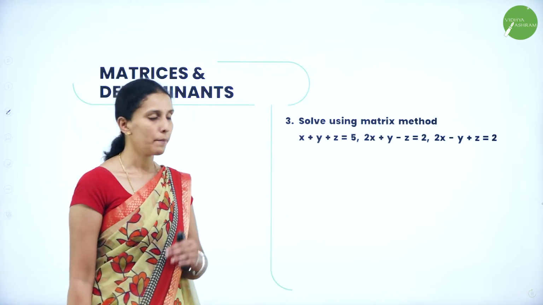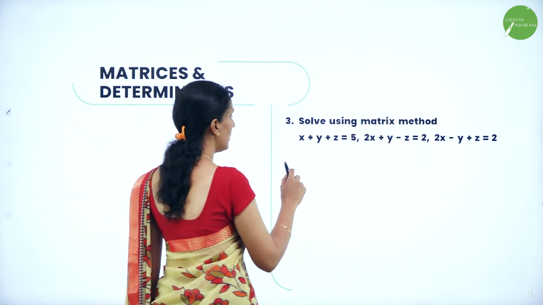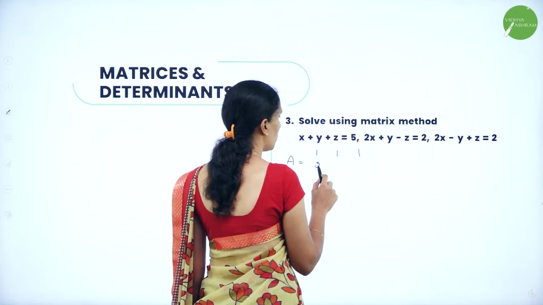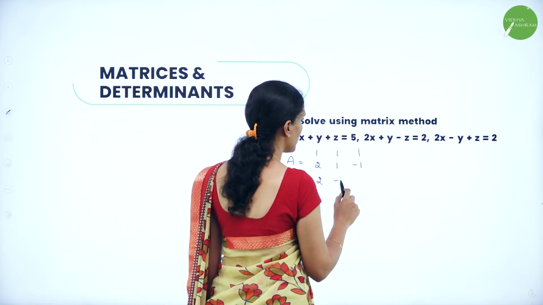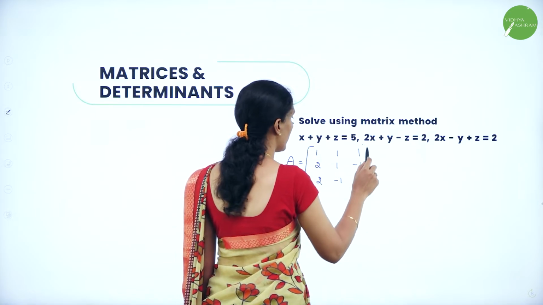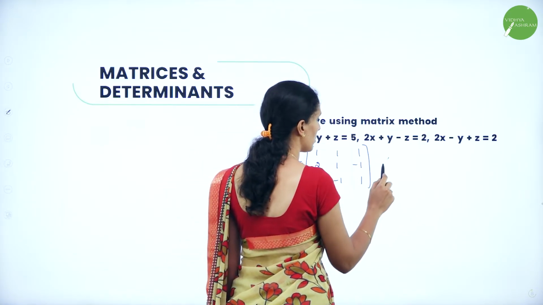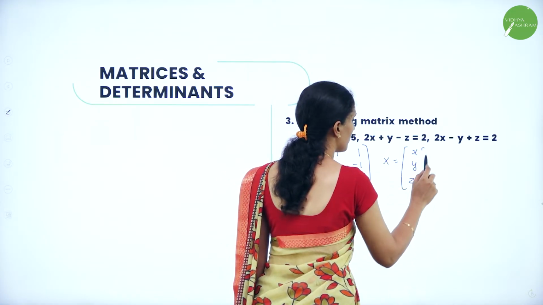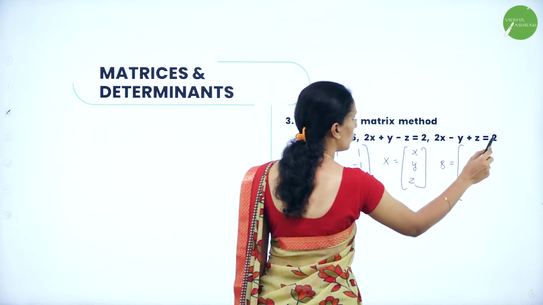Next, the same method, solve using matrix method. So let's write the matrix A, 1, 1, 1, 2, 1, minus 1, 2, minus 1, 1. So this is the matrix A. That is, write the coefficients of x, y, z from the 3 equations. X is nothing but x, y, z. And B is nothing but we have 5, 2, 2.